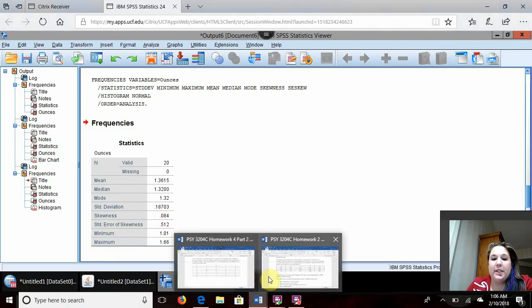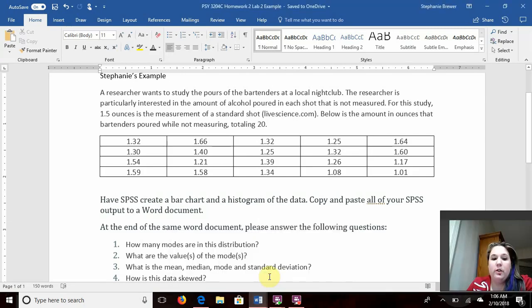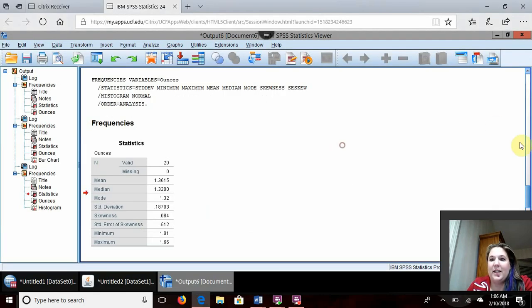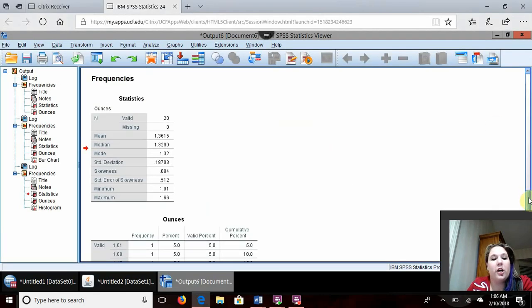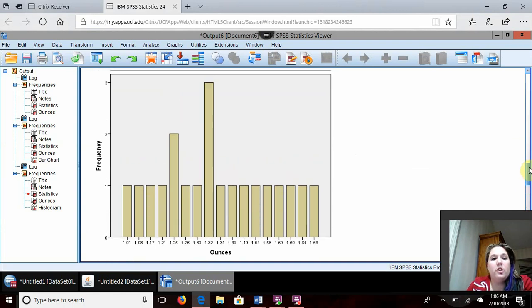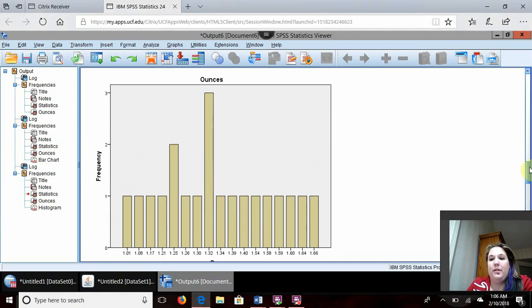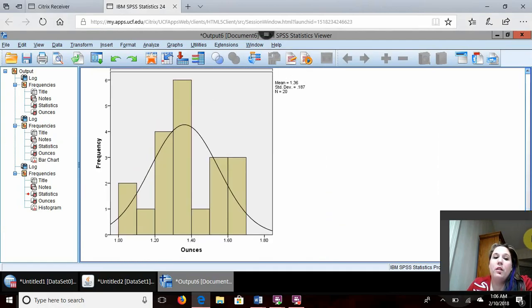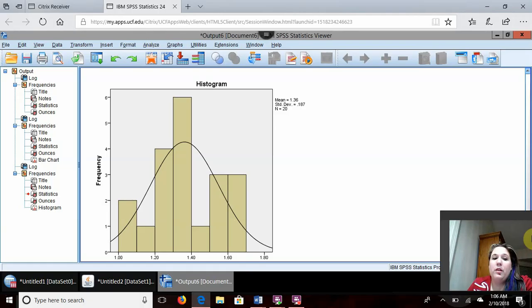Some other questions that you might encounter are about modes. How many modes are in each distribution? Alright, so when we look at the bar chart, there's only one mode with 3 frequencies. But when we look at the histogram, there's one mode at 6 frequencies.